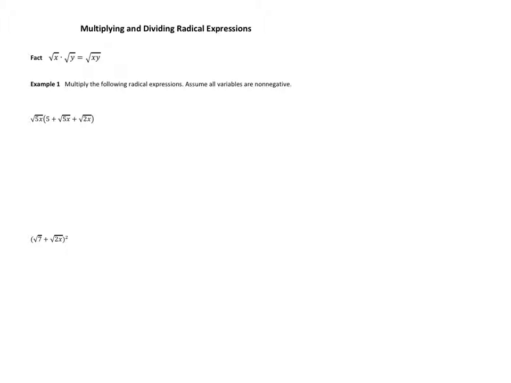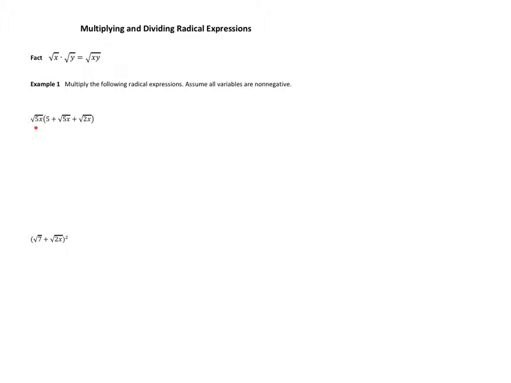For this lesson, we're going to multiply and divide radical expressions. To do so, we're going to need a couple of facts. To start with, if you multiply the square root of x by the square root of y, this is equivalent to the square root of x times y. So if you see a product, you can write the x and the y as a product underneath one square root. Let's see how this fact can be used in example 1.